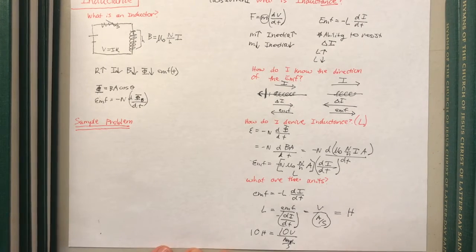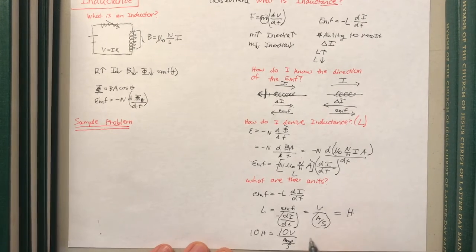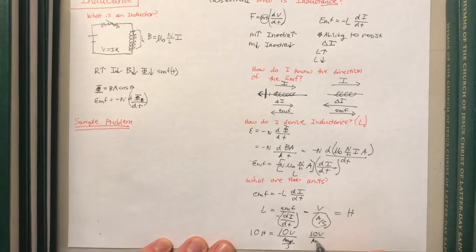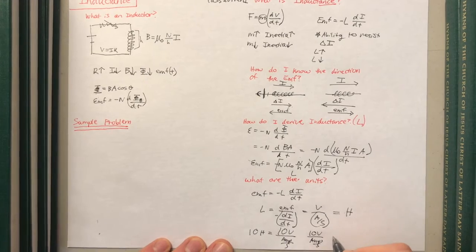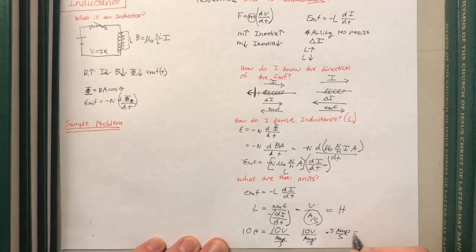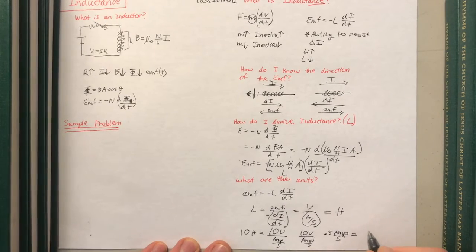If we were to have half as many amperes per second, so we would have 10 volts over amperes per second, and we only had 0.5 amperes per second, that would mean that we would have an induced voltage of only 5 volts.